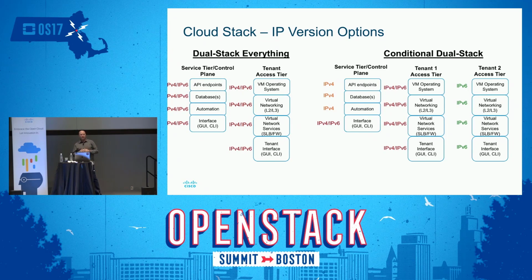Where the vast majority of customers are going, especially in the enterprise, is what we call the conditional dual stack environment. And this is where they leave their control plane or their service tier alone, their API endpoints, their databases, their automation to get the cloud in place. They're leaving with V4 today, but anything that faces or is consumed by the tenant is going to be a dual stack or an IPv6 only implementation.